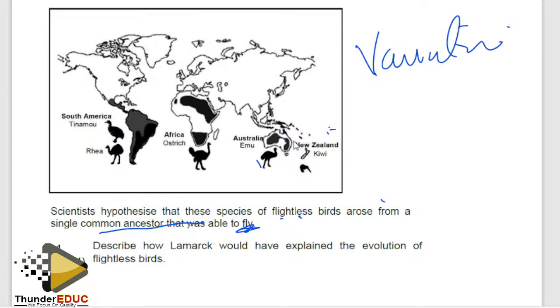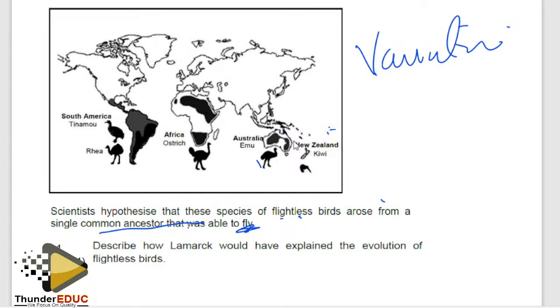You talk about the first point, variation. There was variation among these organisms, these birds: those which are able to fly and those which are not able to fly. Those which are able to fly were detected maybe by the predators, and therefore they were killed by the predators. Those which are not able to fly are able to hide from predators, and then they survived. They reproduced in large numbers. This is called natural selection. Those which are not able to fly pass their gene, the character of not being able to fly, to the next generation. After many generations, all the birds were flightless.